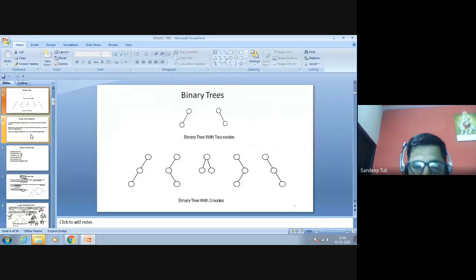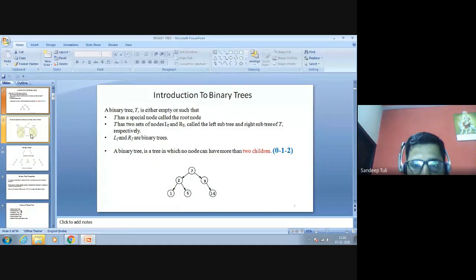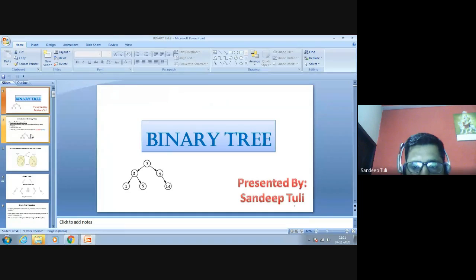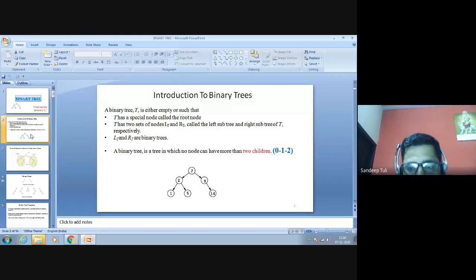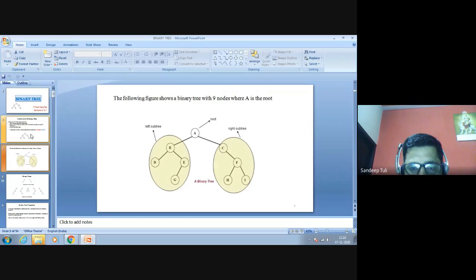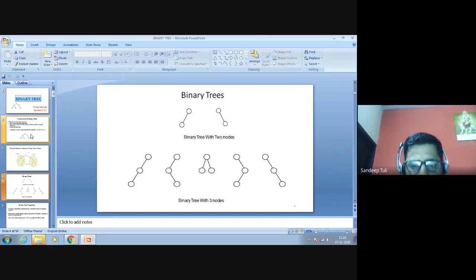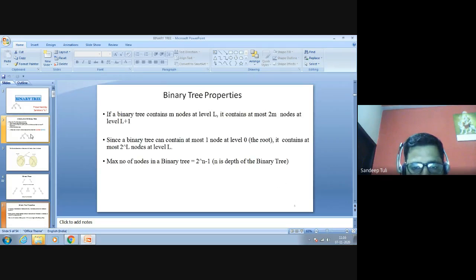In the last lecture, we started with binary trees and saw the definition of a binary tree. I'm just recapping the concepts. A binary tree is a tree in which at most two children are there. It means it could be 0, 1 or 2 children. Then we saw various trees that can be made with 2 nodes or 3 nodes. Some properties we saw, like the total number of nodes at a specific level, and the total number of nodes the binary tree could have.